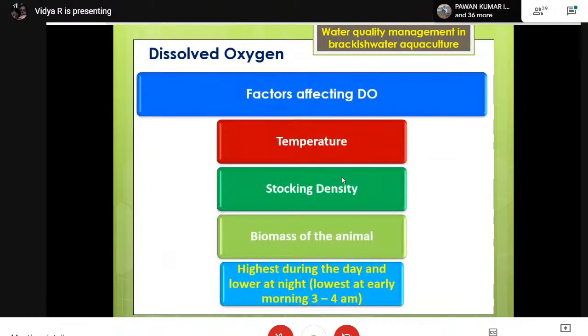The dissolved oxygen can be altered by temperature, the stocking density, and the biomass in the farms. As I said, it is highest during the day and lower at night, so provide the aerators during that time.